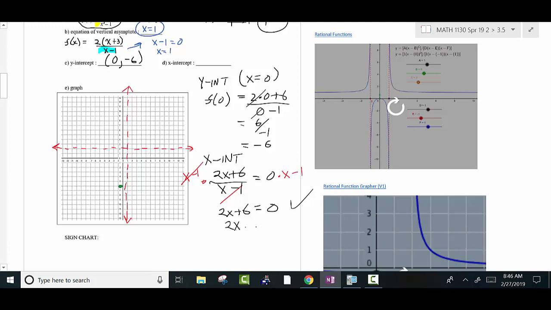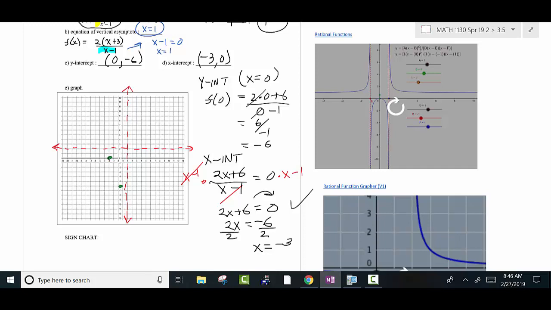So if you solve this equation, that's 2x equals negative 6, and then divide by 2, so you end up getting x equals negative 3. Okay, so you have an x-intercept at negative 3, 0. So we want to go ahead and put a dot there. Okay, so what I've done so far is I've got the asymptotes, which is not a very hard thing to do, and the intercepts. X-intercepts sometimes can be a little complicated depending on what your rational function is.